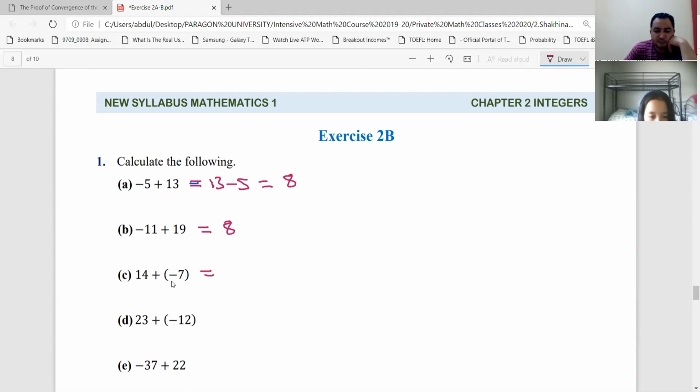Okay, 14 plus minus 7. In this question, first you need to remove the brackets. 14, what is plus minus? Minus, right? Minus 7. Now 14 minus 7 is 7. That's it. Also here, 23 plus minus is minus 12. 23 minus 12 is 11.